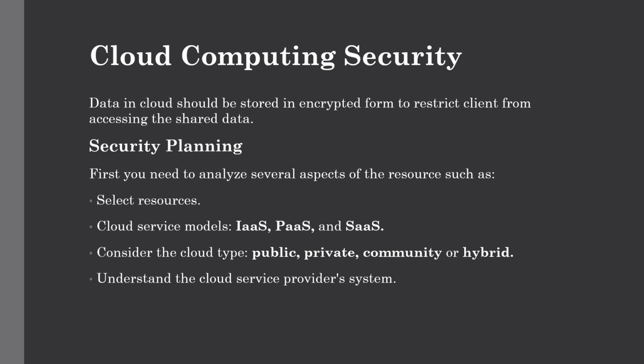These models require the customer to be responsible for security at different levels of service, as these services have different security levels, which we will see in the next topic. The third is that you should consider the different cloud types, such as public cloud, private cloud, community cloud, or hybrid cloud, which also have their own security rules. And the last one is that you have to understand the cloud service provider's system for data storage and its transfer into and out of the cloud. It is also very important. So the risk in cloud deployment mainly depends upon the service model and the cloud type.